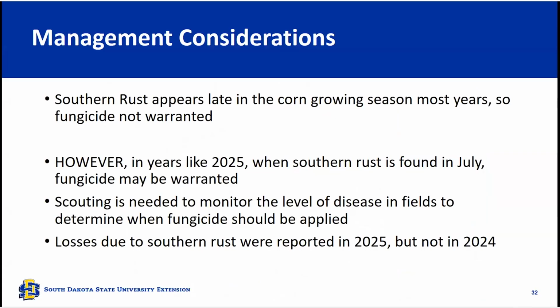Timing was an issue as to when application was made, but again, southern rust typically appears late in the growing season most years, so typically we've not needed a fungicide. But last year, in 2025, that was not the case for quite a few counties and fields, right? We really did need that fungicide. So if we see another year of southern rust like we had this past year, especially finding it early in July, because typically this is one that we find closer to black layer, a fungicide might be warranted. So again, knowing that growth stage, knowing that VT to R3 is the optimal time to control southern rust, much like it is for tar spot.